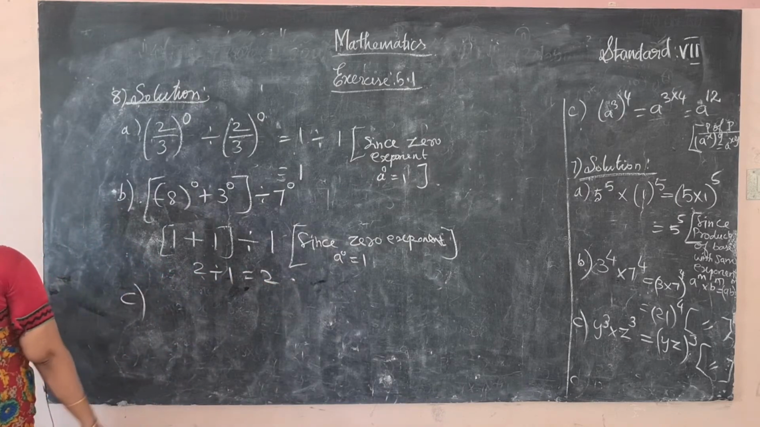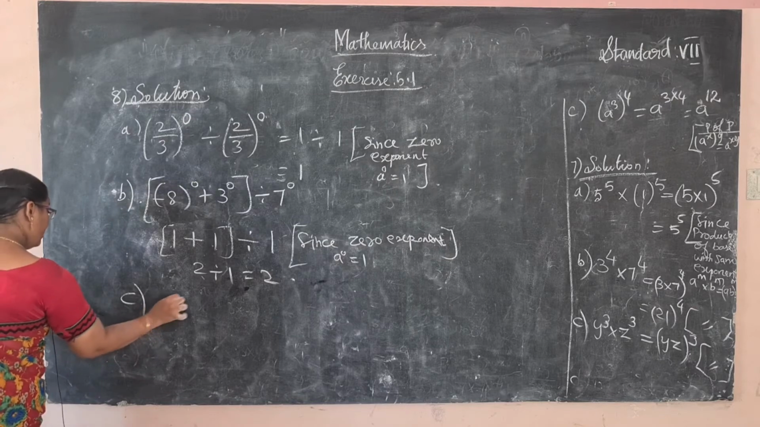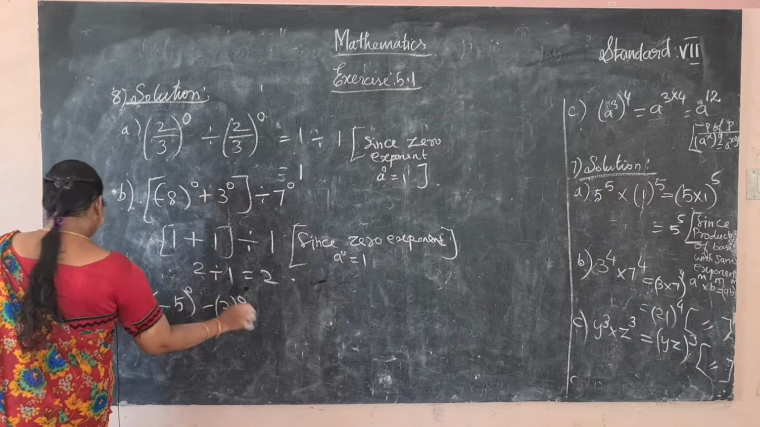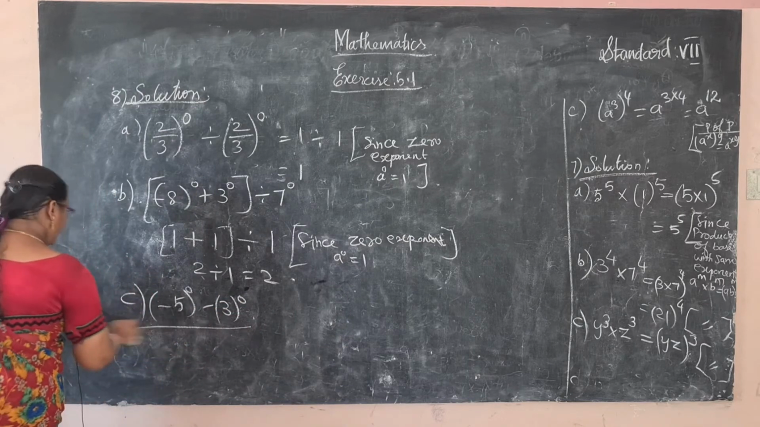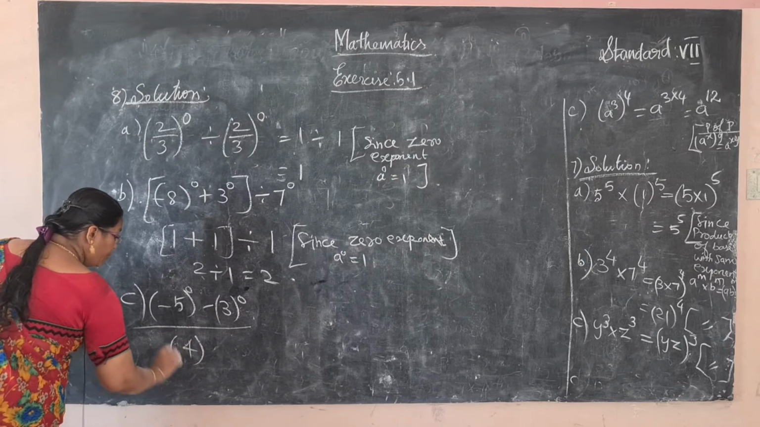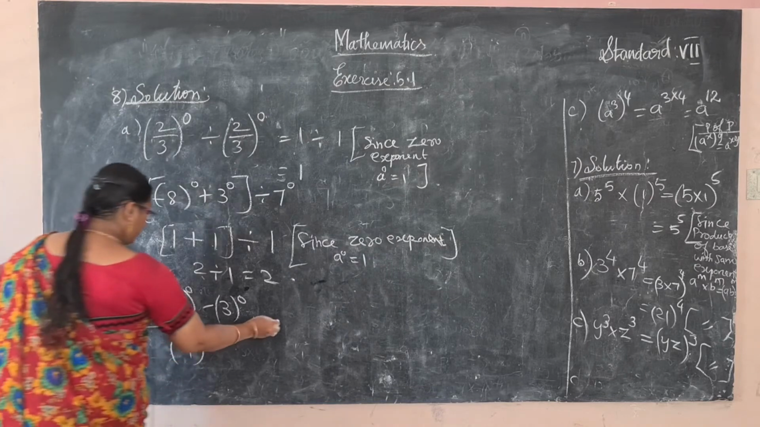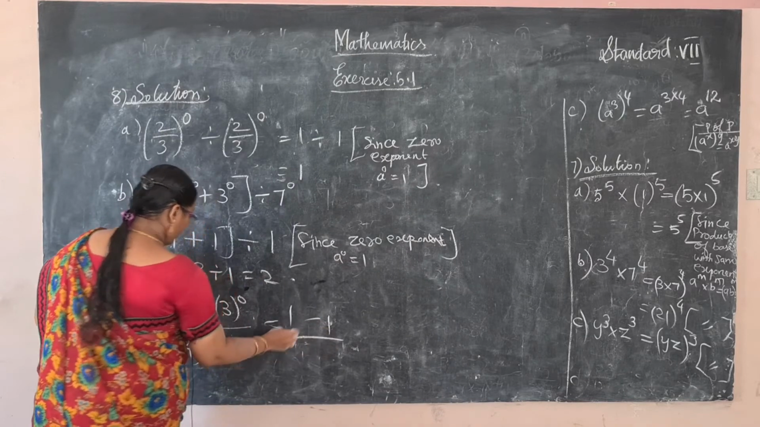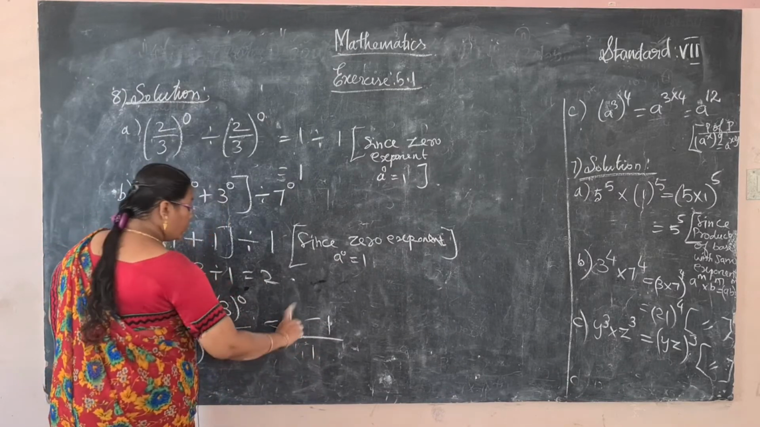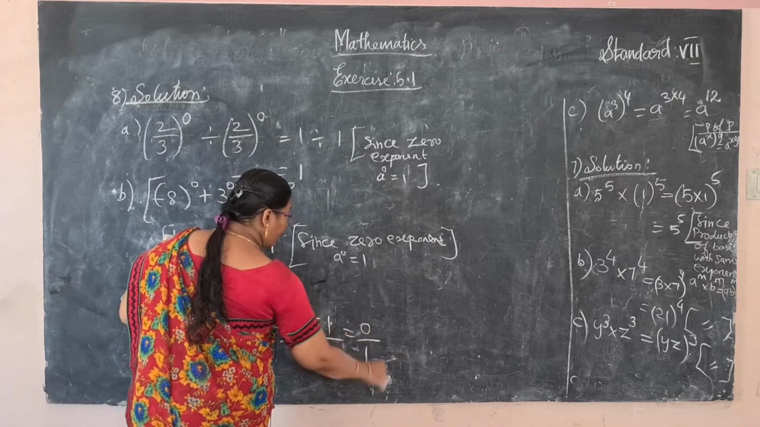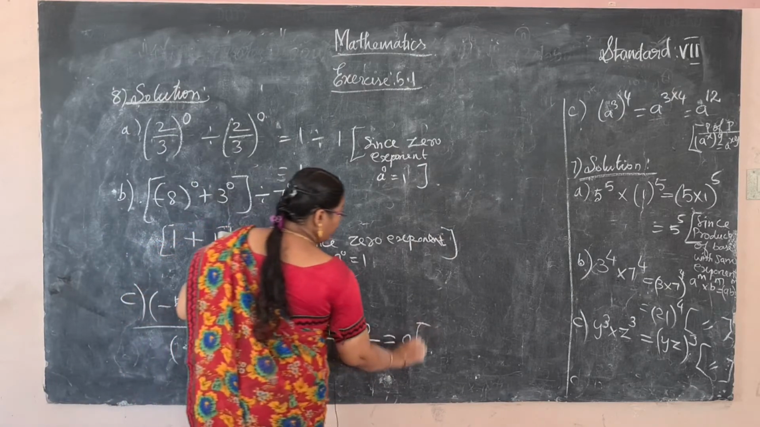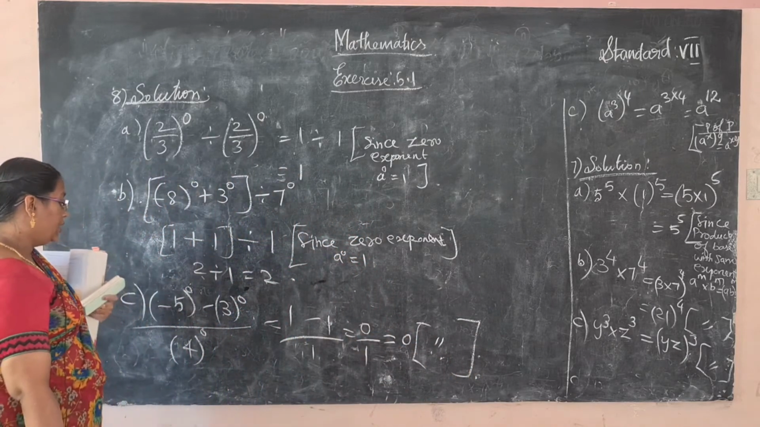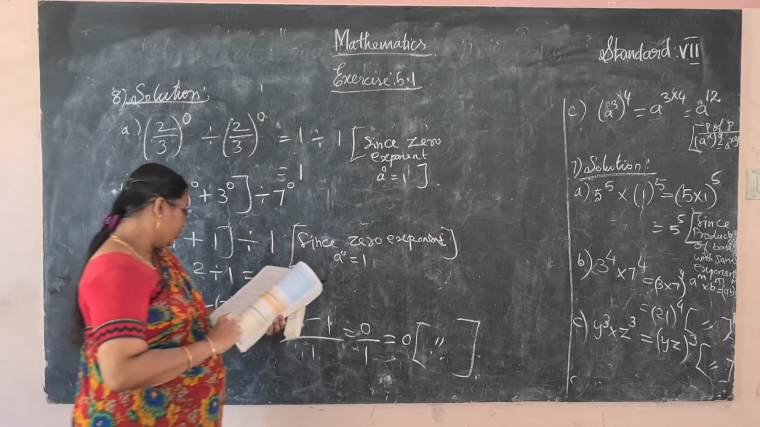And c. Minus 5 power 0 minus 3 power 0 divided by 4 power 0. So anything power 0 is 1. 3 power 0 is 1, 4 power 0 is 1. 1 minus 1 is 0. 0 divided by 1 is 0. Write the zero exponent rule. Okay, right. Remaining problems are homework.